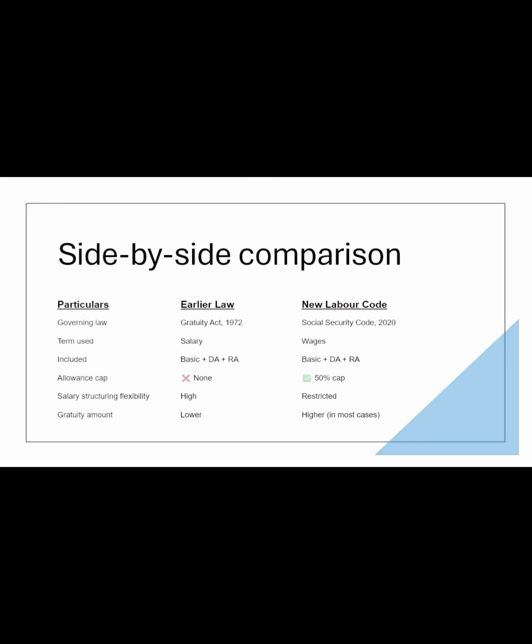If they do, the excess is added back to the wages for statutory benefits, as we discussed in the previous slide. As a result, gratuity amounts are generally higher under the new labor code since the definition of wages is broader and less subject to manipulation. So the new labor code brings more transparency and fairness to how gratuity is calculated, protecting the employee's interest and ensuring statutory benefits are not diluted by salary structuring.